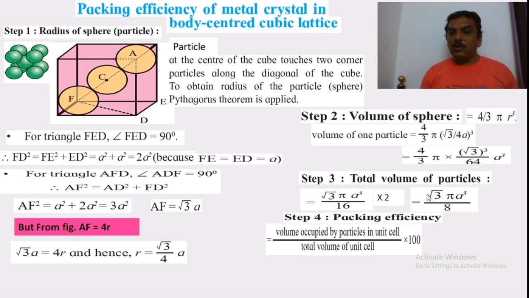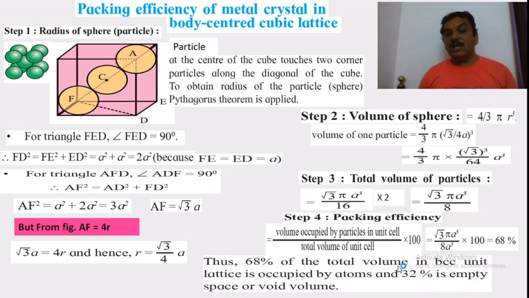It is equal to root 3 pi a cube upon 8, and the total volume of the unit cell is a cube. So (root 3 pi a cube by 8) divided by a cube, into 100. The a cube gets cancelled, and if we calculate it we get 68%. Hence 68% of the total volume in case of a BCC lattice structure is occupied by the particles, and the remaining 32% is empty space.